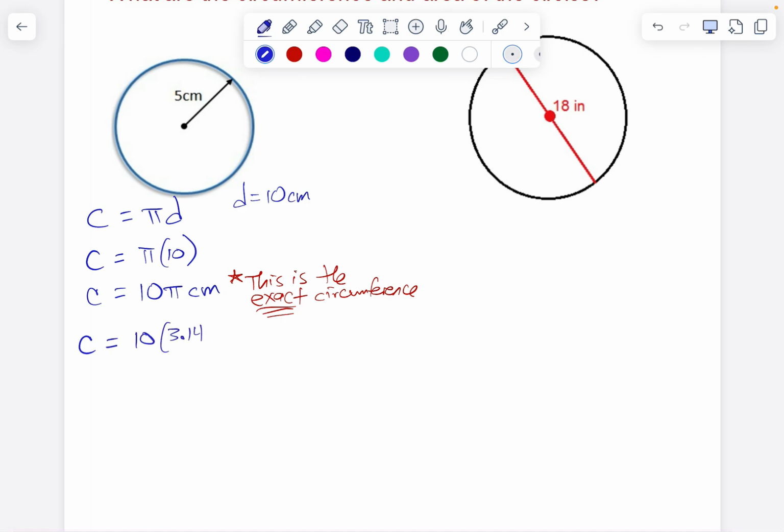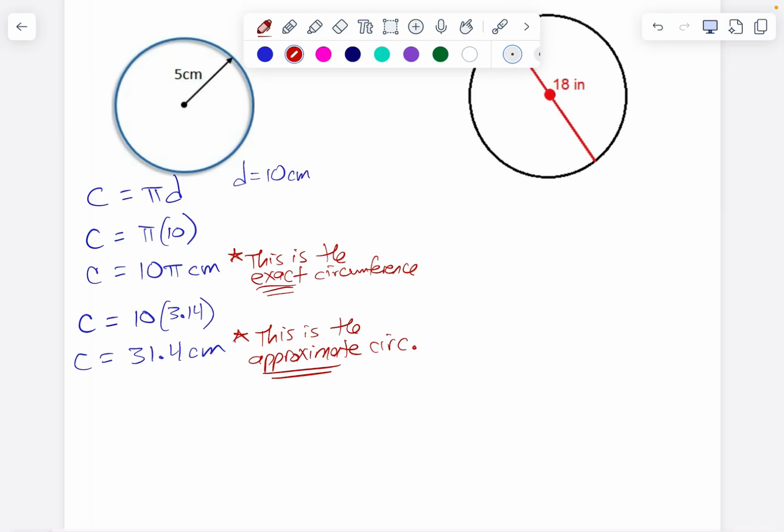Use 3.14, or maybe a few other digits of pi. And now we say 31.4 centimeters. And that is the approximate circumference.